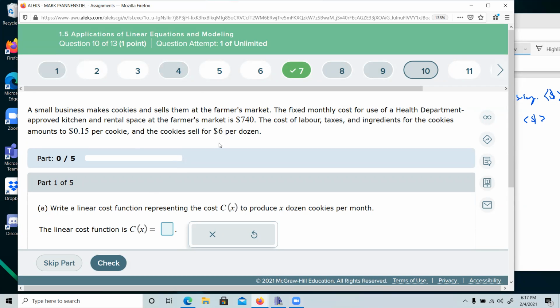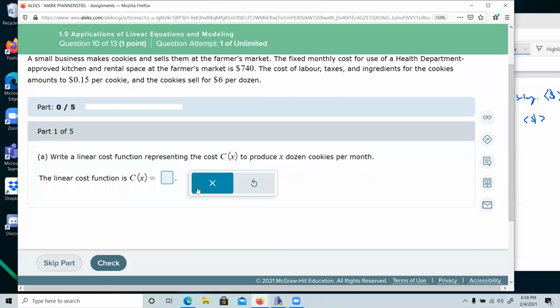There's a lot going on. There's a lot of moving parts. They're all accessible, right? People can grasp this. It's not so bad. So we have a small business that makes cookies and sells them at a farmer's market. Fixed monthly cost for the health department approved kitchen and rental space at the farmer's market. So they're renting the booth at the farmer's market, and we have $740. The cost of labor, taxes, and ingredients for the cookies amounts to 15 cents per cookie. And the cookies sell for $6 a dozen.